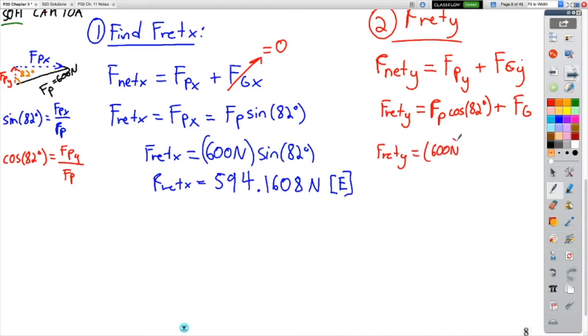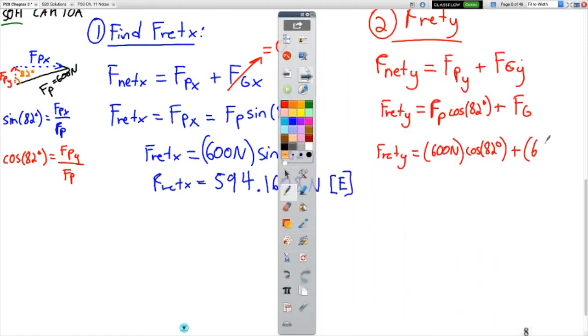600 newtons times the cosine of 82 degrees plus George's y component, which is just George's force, like we said. So plus 600 newtons. And what do you get when you add those together? I got 683.5039 newtons. Okay, now which direction is F net Y?